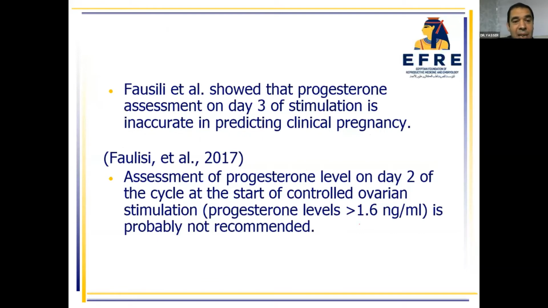But Fusi et al. showed that progesterone assessment on day 3 of stimulation is inaccurate in predicting clinical pregnancy. So assessment of progesterone level on day 2 of the cycle at the start of controlled ovarian stimulation, progesterone level more than 1.6, is probably not recommended.